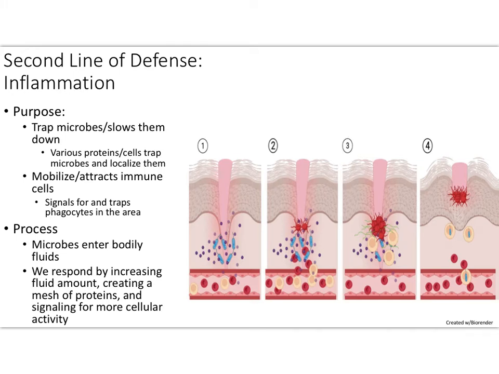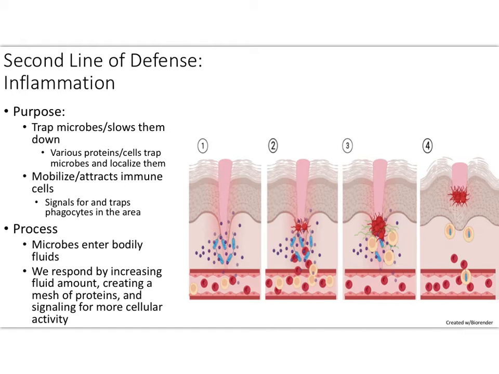Now, if something does manage to get through our barriers, and that actually happens on a fairly regular basis, so most days of our lives things will get through our barriers at least a little bit, then our second line of defense becomes activated. Our second line of defense has multiple components to it, and the first component we will talk about is inflammation.